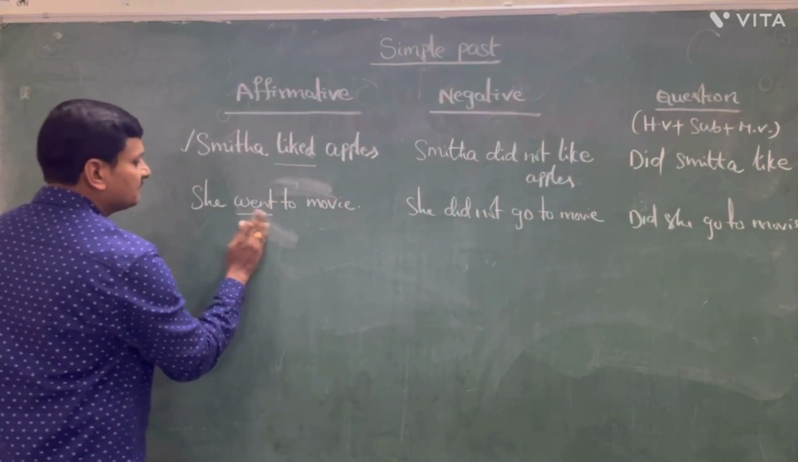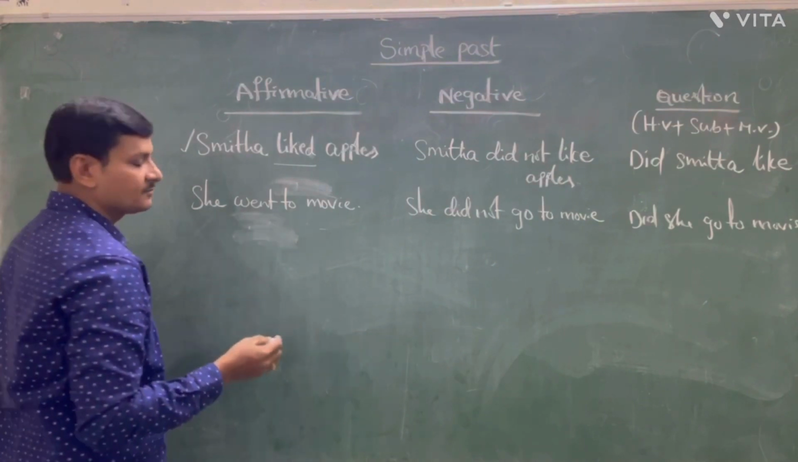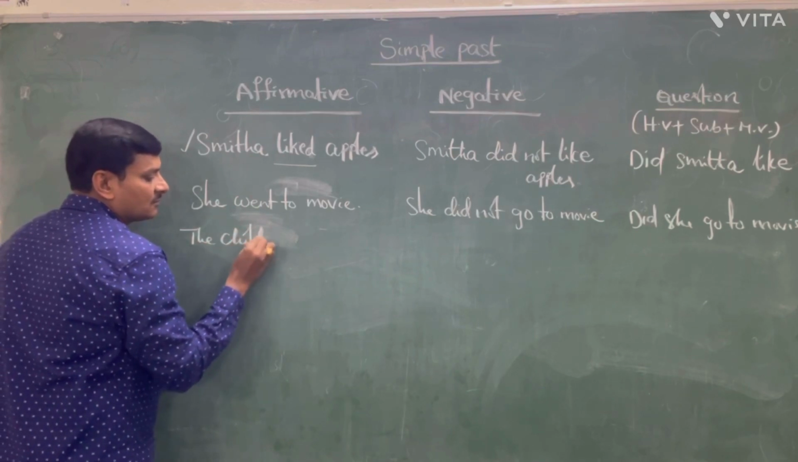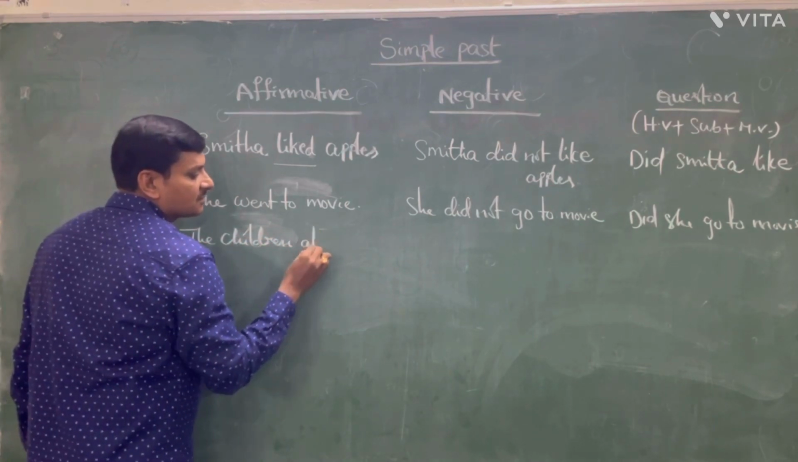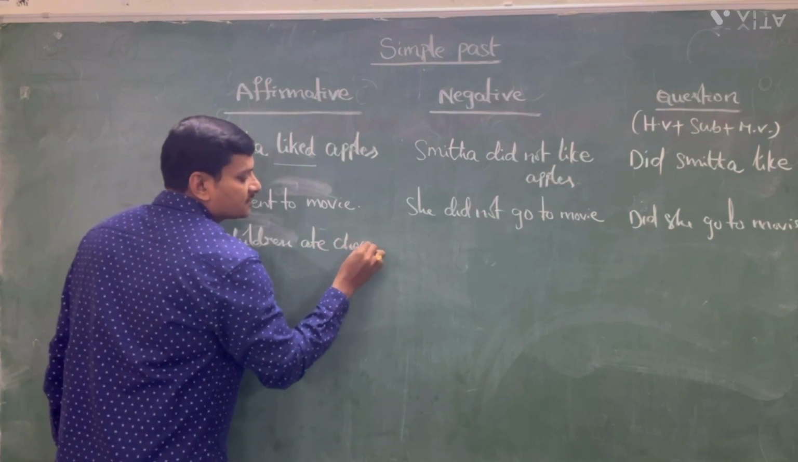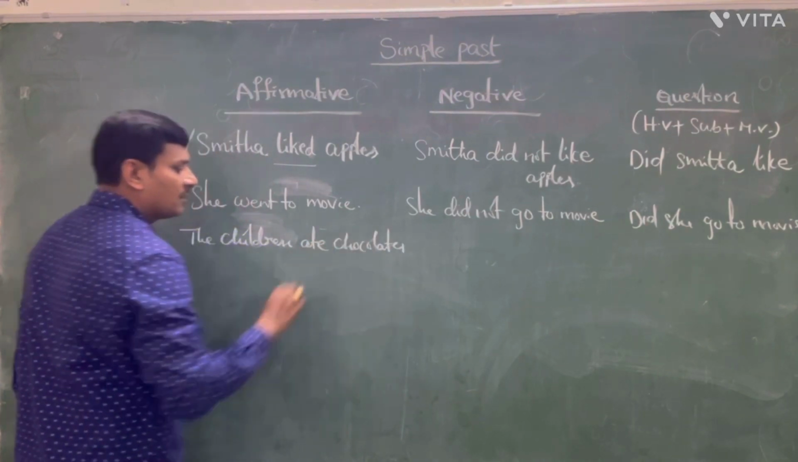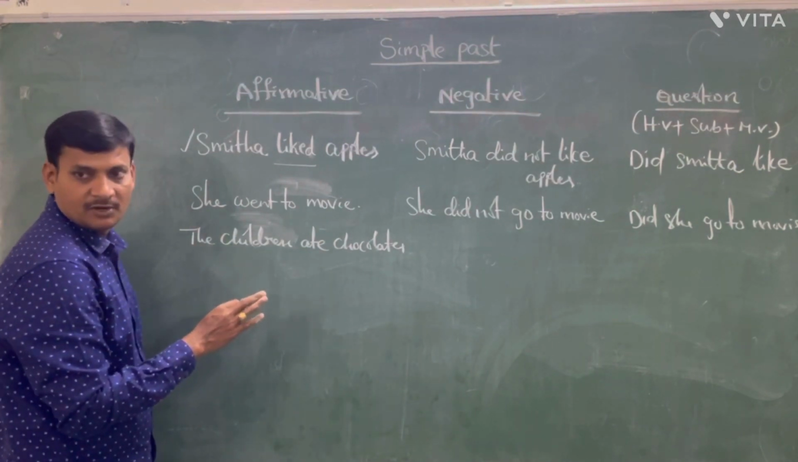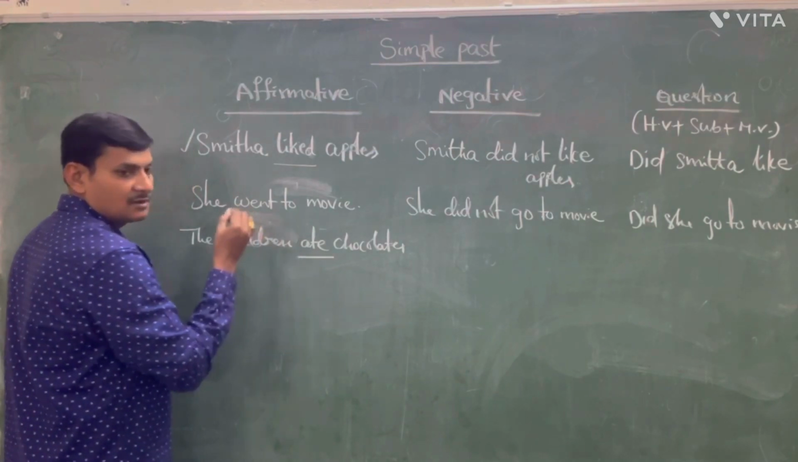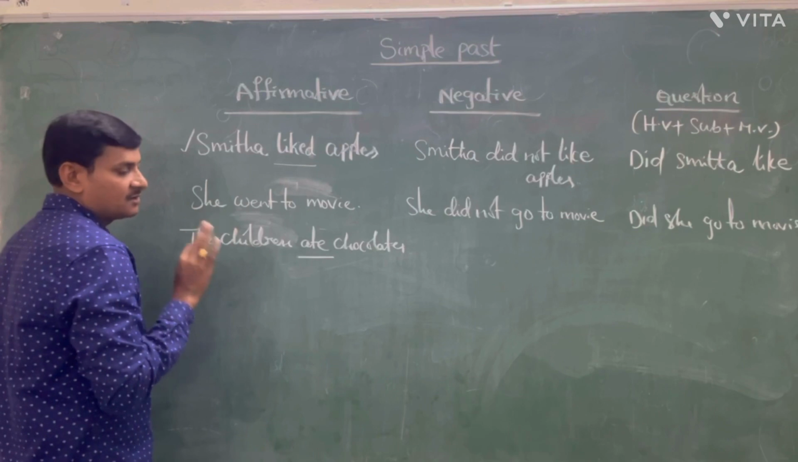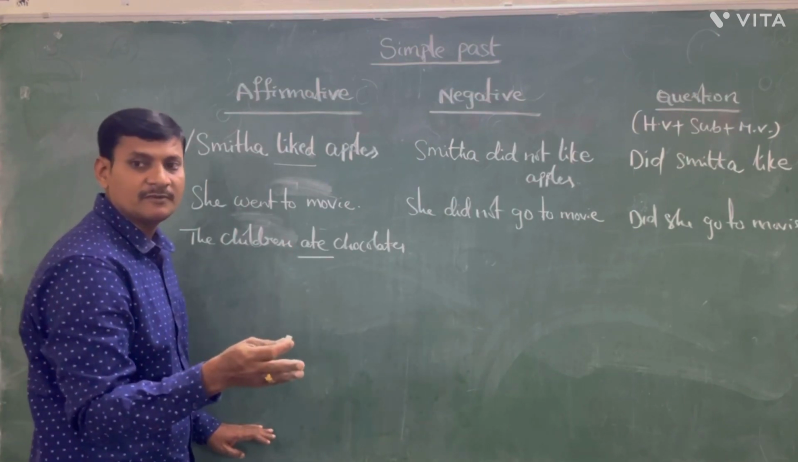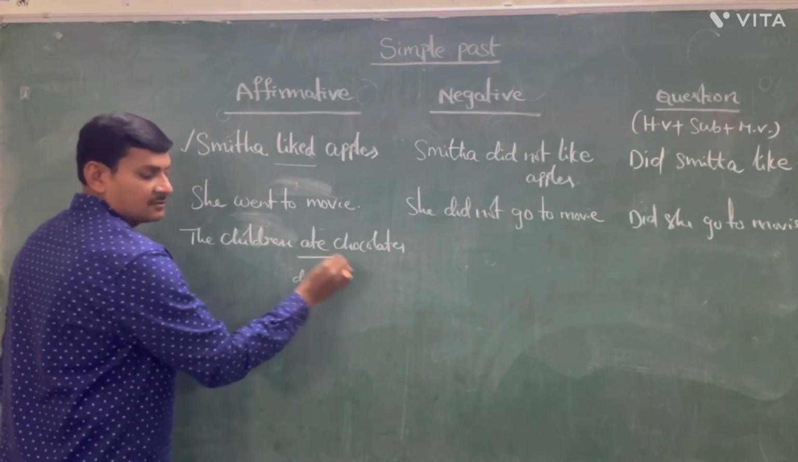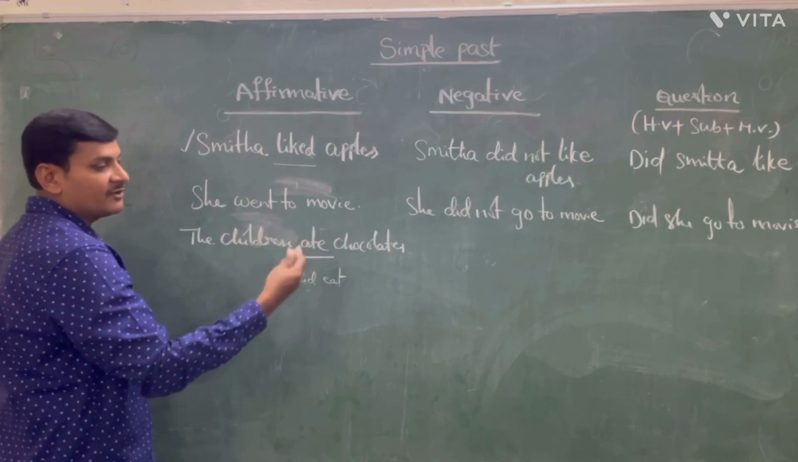Tell me one more example. For example, the children ate chocolates. Okay? Where is the verb in the sentence? Verb in the sentence is ate. Ate can be written with the helping verb: did eat. Very good. Did eat.